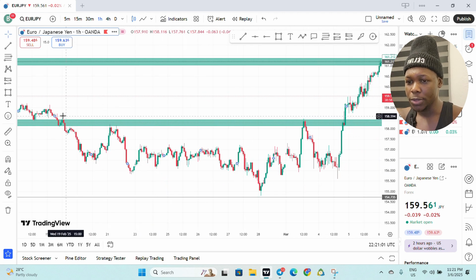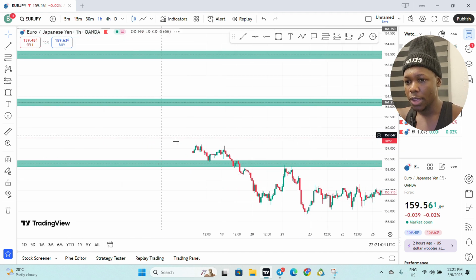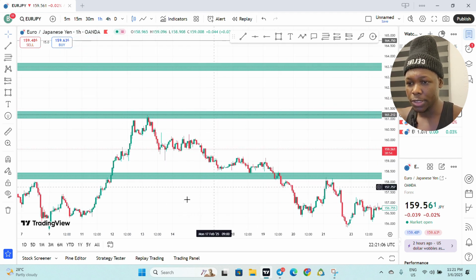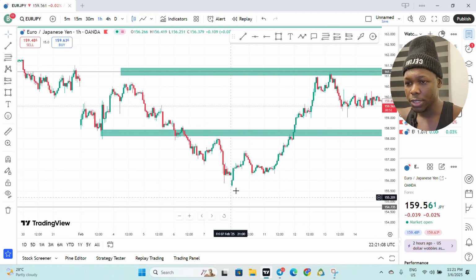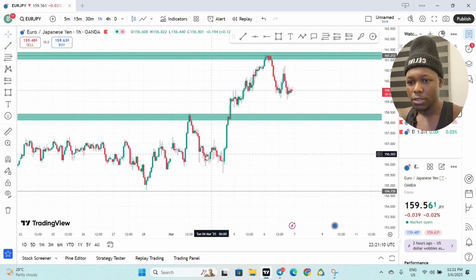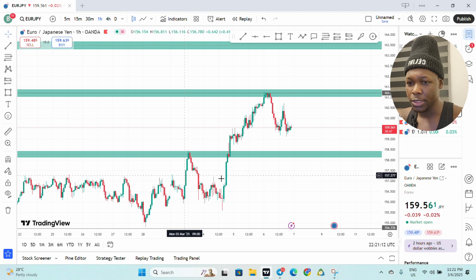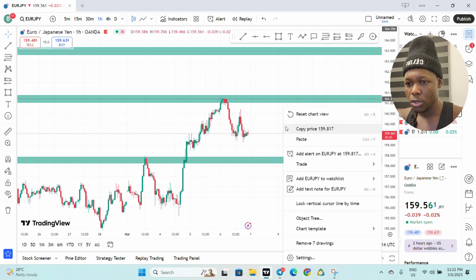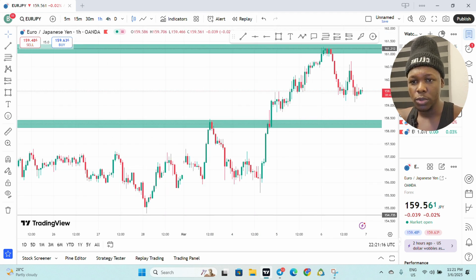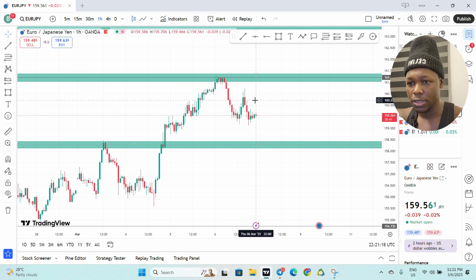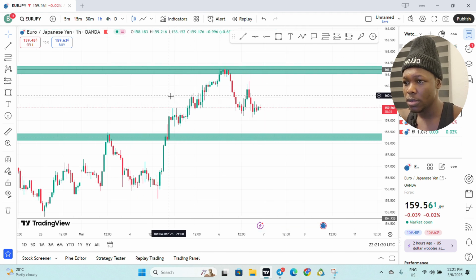If you come down to 1 hour, you see that the market has been in a range over here. I told you guys the market was in a downtrend over here and also in a downtrend over here. So the downtrend has ended because there has been a range here, and the market has broken above. So how do we proceed over here? We have to analyze this chart and see what we got.